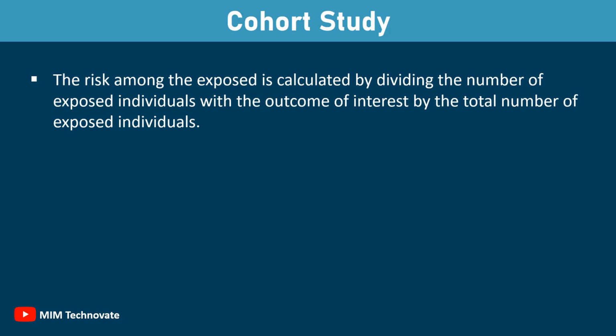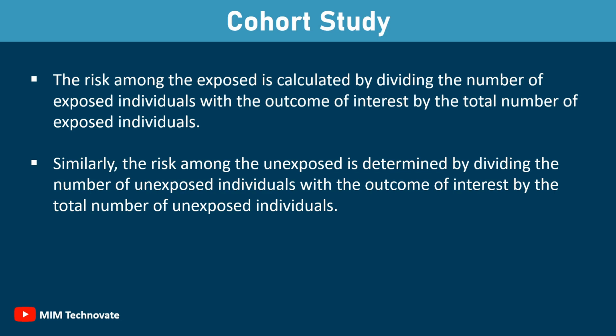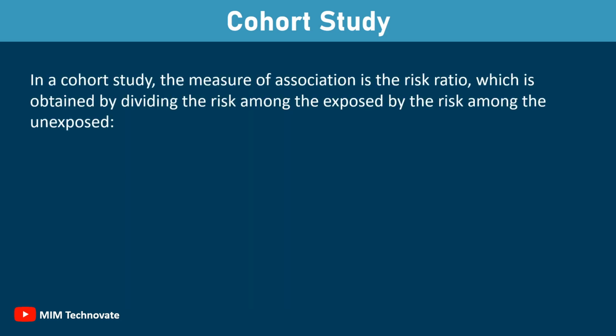The risk among the exposed is calculated by dividing the number of exposed individuals with the outcome of interest by the total number of exposed individuals. Similarly, the risk among the unexposed is determined by dividing the number of unexposed individuals with the outcome of interest by the total number of unexposed individuals. In a cohort study, the measure of association is the risk ratio, which is obtained by dividing the risk among the exposed by the risk among the unexposed. Risk ratio is equal to risk in exposed divided by risk in unexposed.